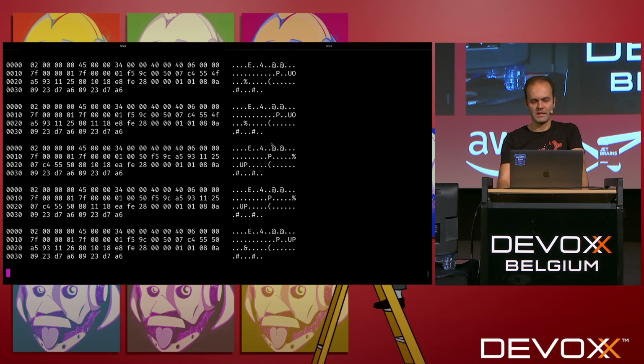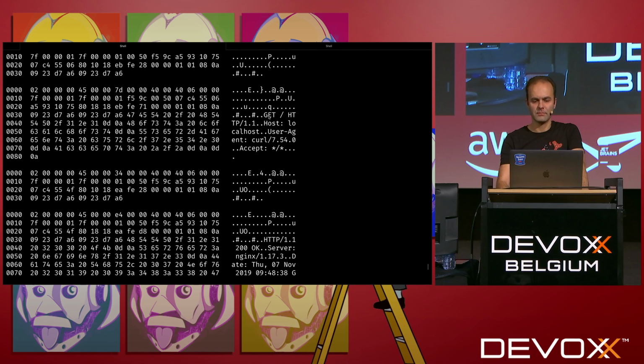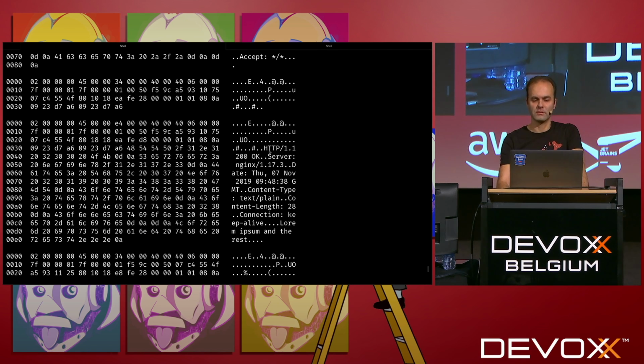Now if we go back to our packet sniffer, and we scroll up a little bit, we can actually see GET HTTP 1.1, localhost, and we can also see the response HTTP 200 OK, and there it is, lorem ipsum and the rest. If you don't have Transport Layer Security, anyone who is able to sniff on the packets that your systems transmit will be able to read along.